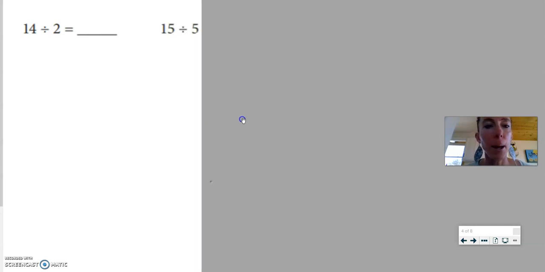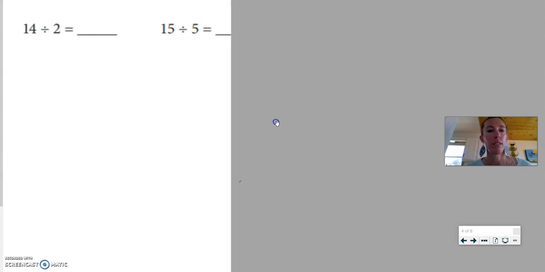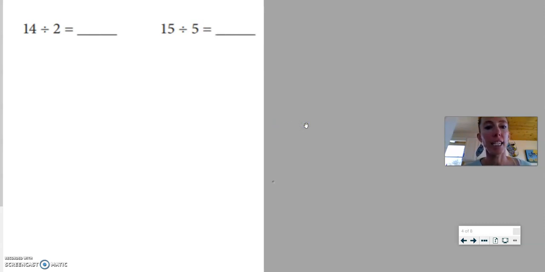15 divided by 5. What is 15 divided by 5? What number times 5 gives us 15? Is it 1? Is it 2? Is it 3? It's 3! 5, 10, 15. It's 3 of them. 3. Okay, whisper it. 15 divided by 5 equals 3. Because 3 times 5 equals 15. All right, moving on.